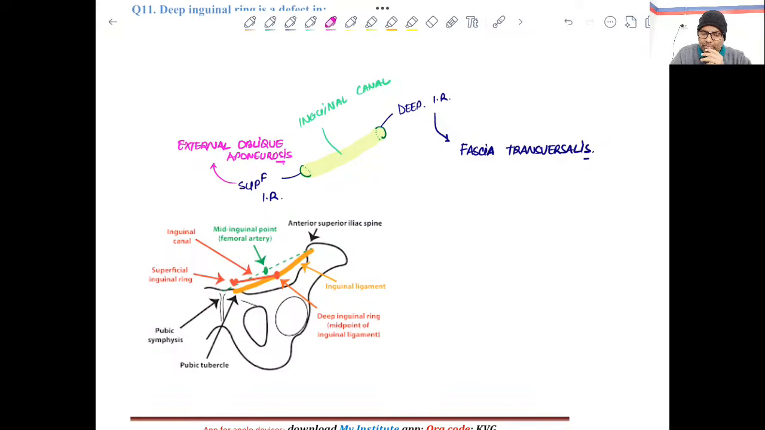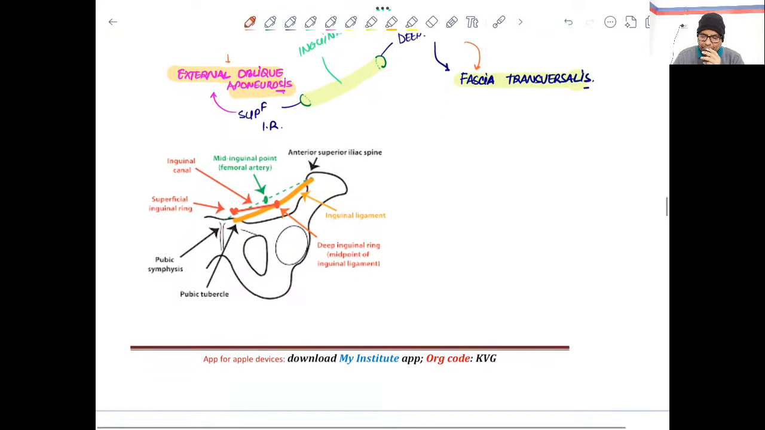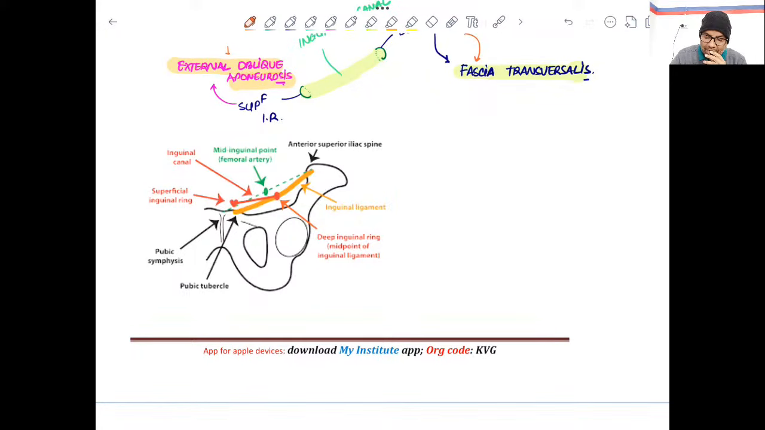Clear? So this one is in the fascia transversalis and this one is the external oblique aponeurosis. None of the openings is present in any muscle of the abdominal wall. Clear? So never mark your answer related to any muscle. Deep is in fascia transversalis and superficial is in external oblique aponeurosis. Clear? Very good, Bhavnesh, you are absolutely right. So this is the basic anatomy of the inguinal canal.